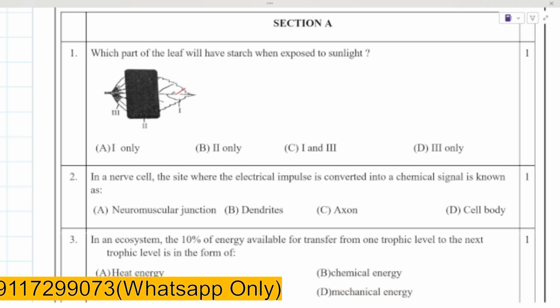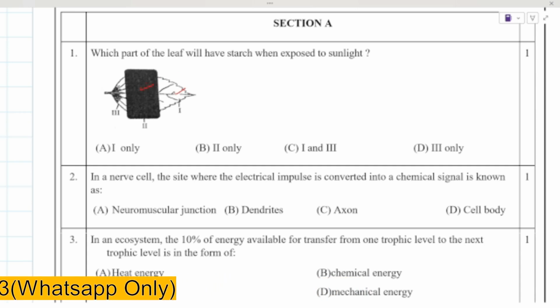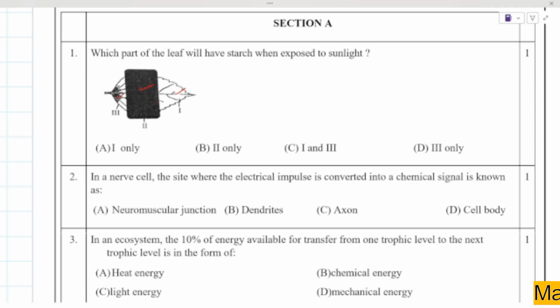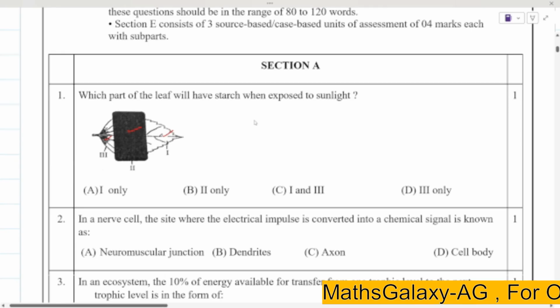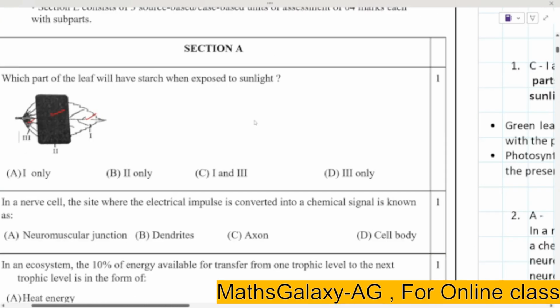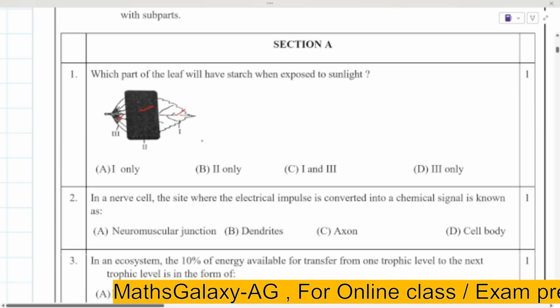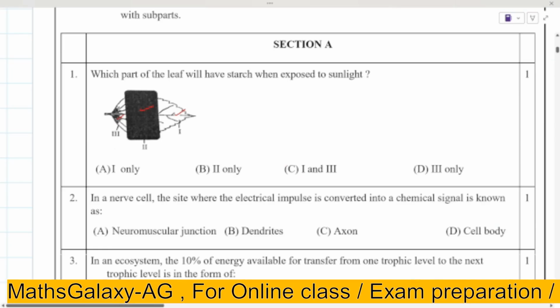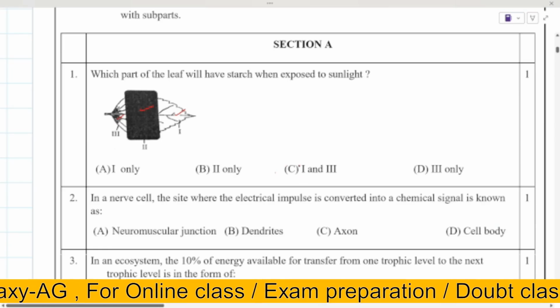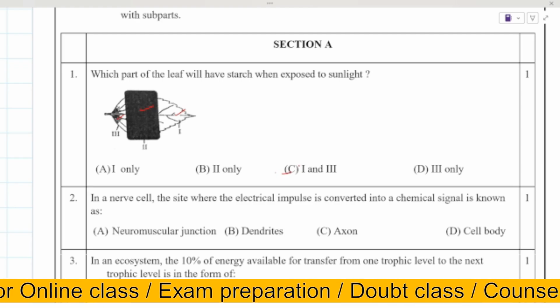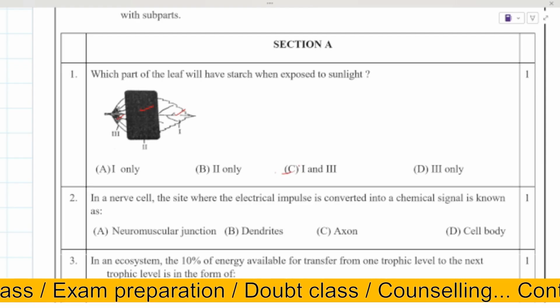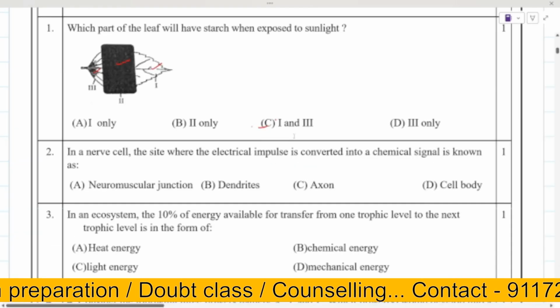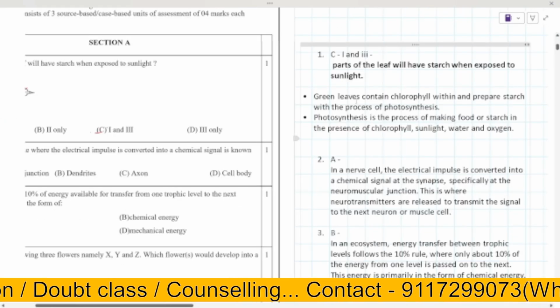This is part 1, part 2 is covered, and part 3. 1 and 3. Very good, 1 and 3. So now we can say option number C, right? 1 and 3. Yes. Option C, right? Let's see its explanation now.